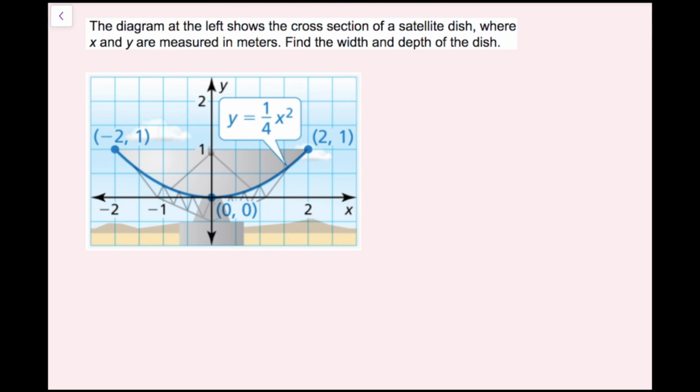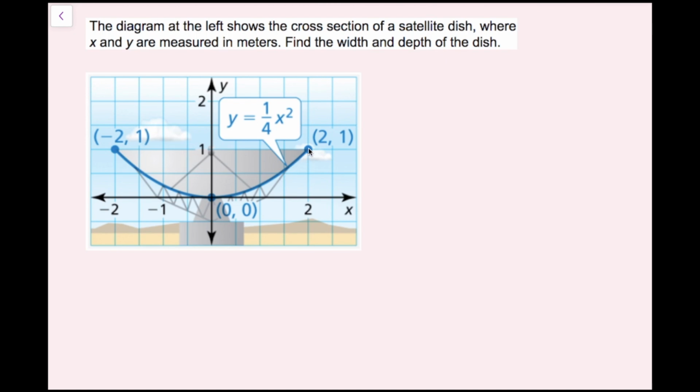For this example, the diagram at the left, or actually below because I moved it, shows the cross-section of a satellite dish where x and y are measured in meters. Find the width and the depth of the dish. So I have this function y equals 1/4 x squared, and all I need to do is find the width and the depth of the satellite. Well, you can use your function to figure this out, but actually the graph's going to be much easier.